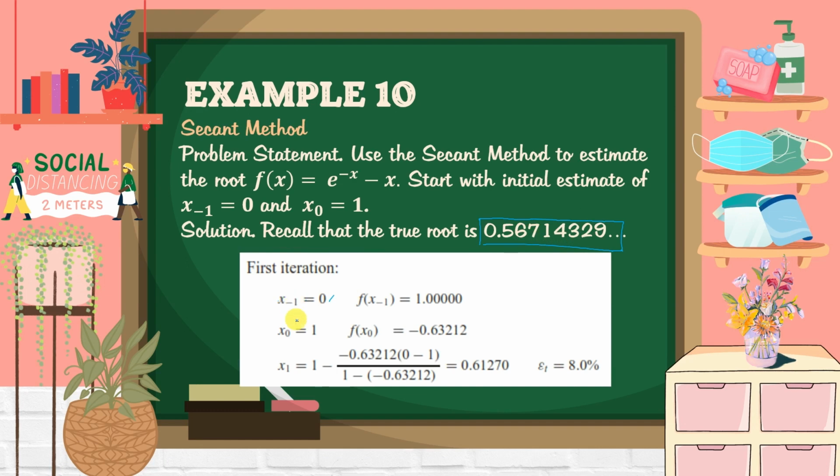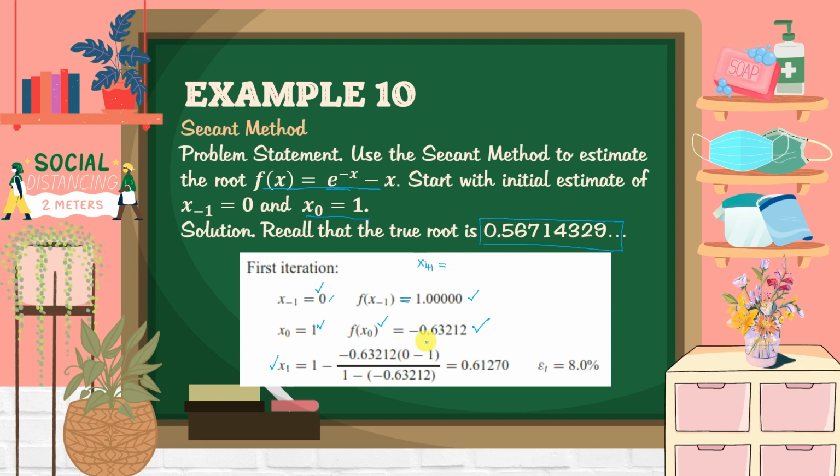So for the first iteration, given the value of x sub i minus 1, which equals 0 or simply x subscript negative 1, substituting the value of x equals 0 to the given function, we will find the value equal to 1. And the value of x sub 0 equals 1. Finding the function of x sub 0 by simply substituting the value of x sub 0 to the given function, we will have negative 0.63212.